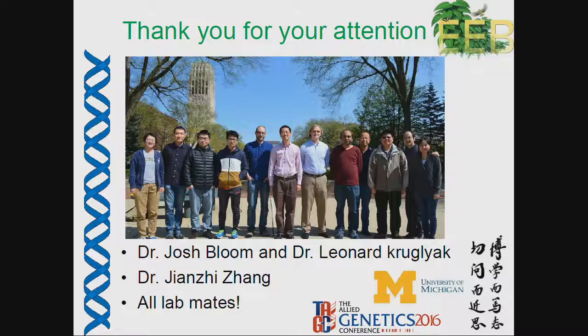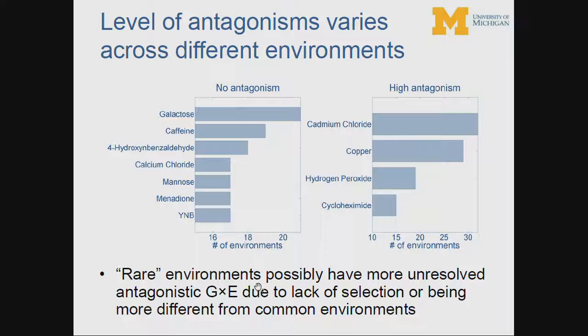Are you asking about... Yes, the one where you said high antagonism. I don't really know about the other ones, but I know for copper, both of those strains are very resistant to copper. It could be that the copper concentration in this experiment is quite high, much higher than the copper concentration in nature. But they're agricultural isolates, so they've been exposed to a lot of copper before they were brought into the lab. This is just a suggestion that these environments could be rare, but we don't really have evidence for that. Okay. So either they are very dissimilar to the other environments used in this experiment, or they are rare, so natural selection doesn't occur. Okay. Thank you.